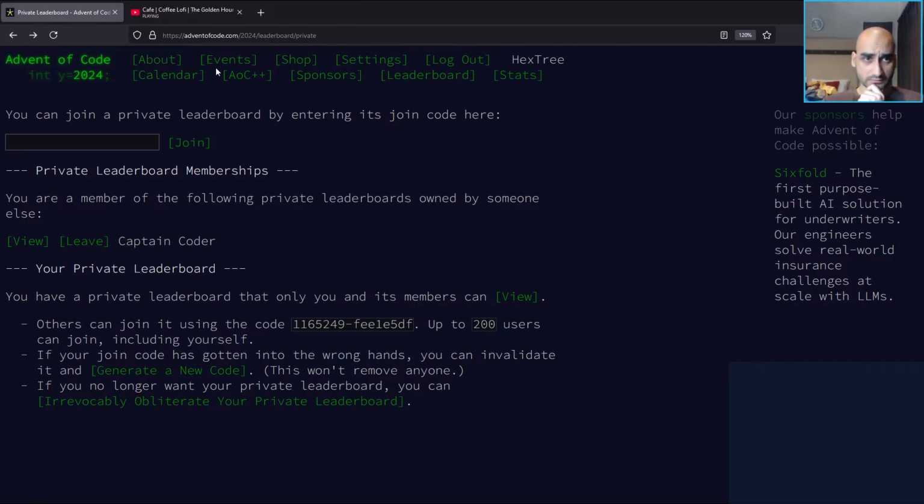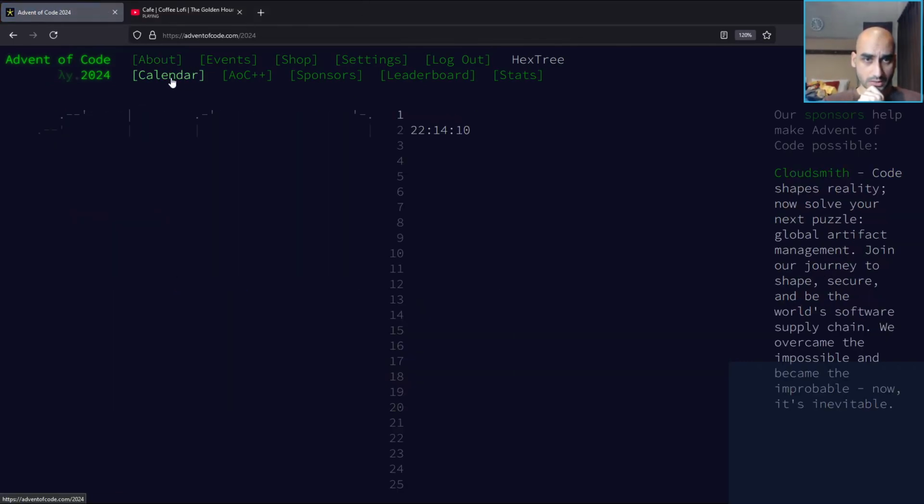So yeah, I guess we'll just get started. Day 1. What do we think the theme is going to be this time? Because this builds a picture of some sort. It looks like train tracks.